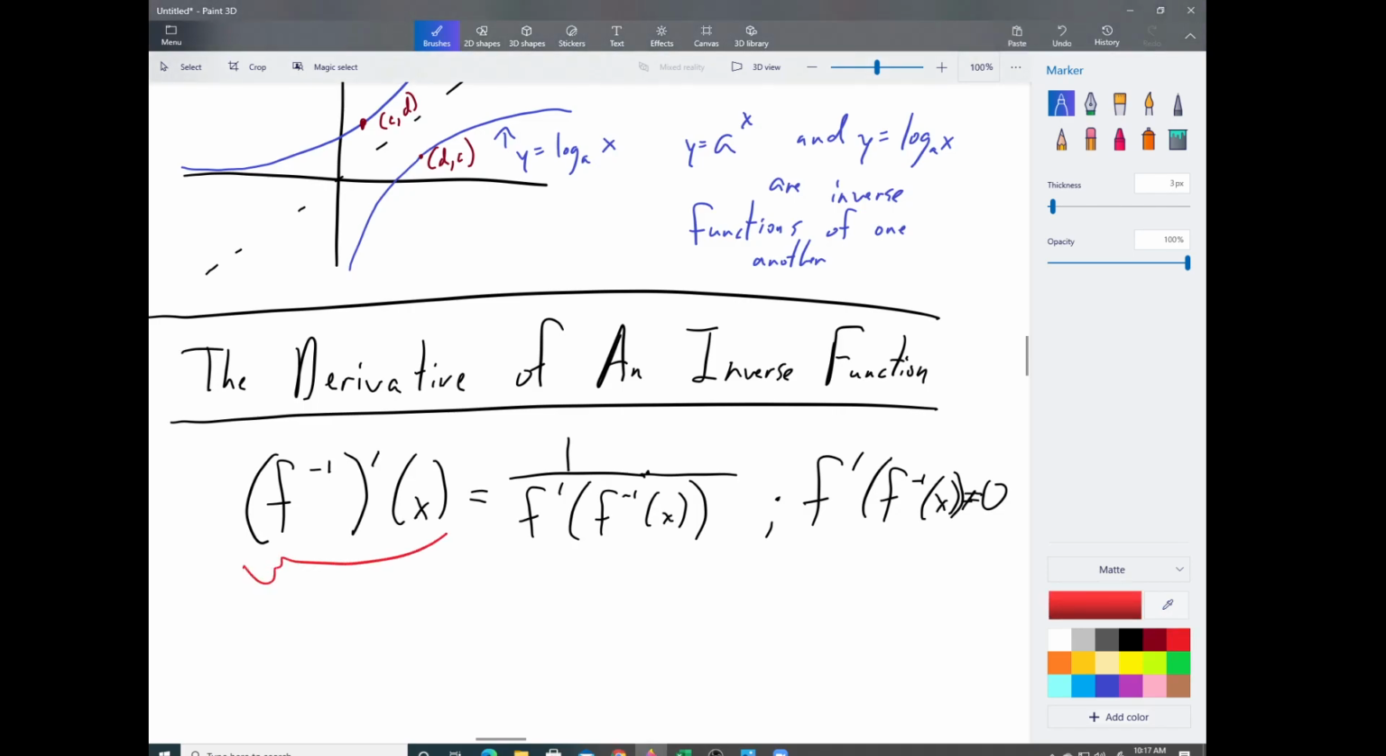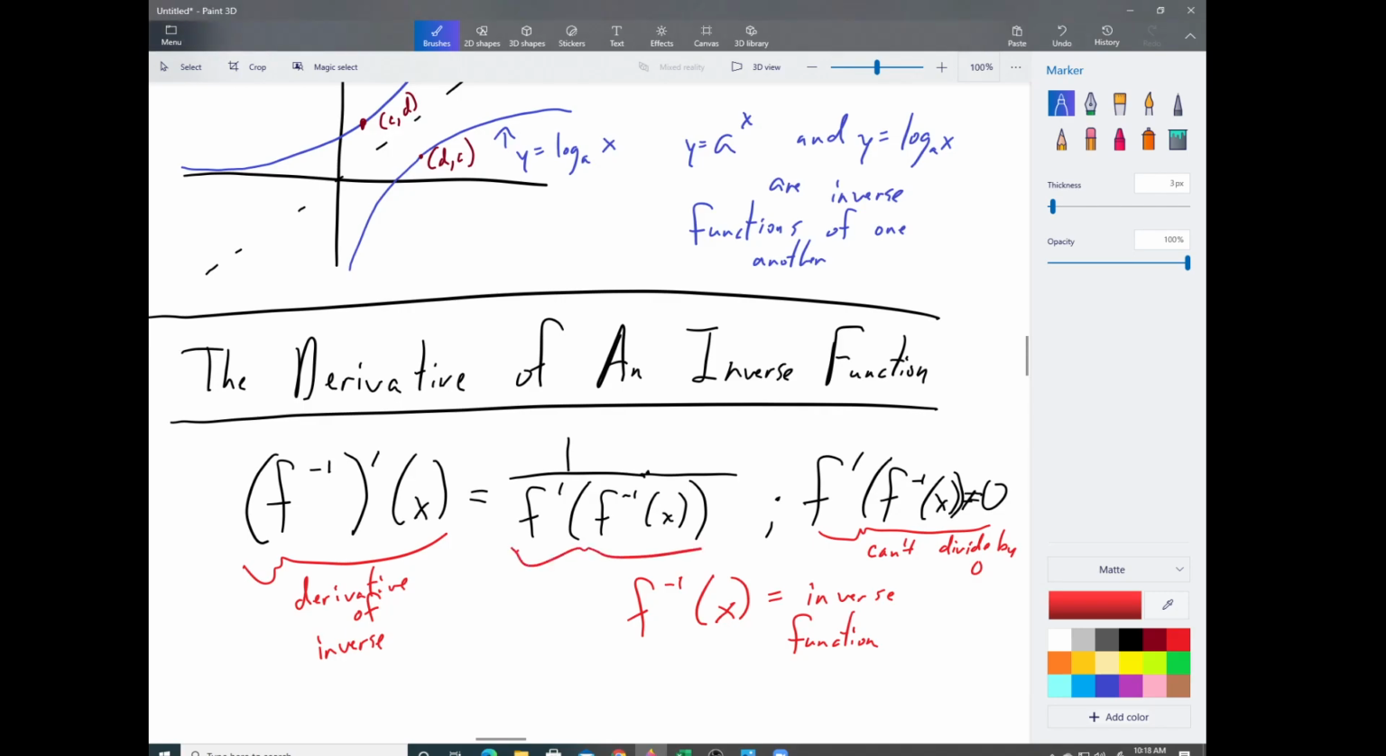Okay. All right, so this right here is how we're going to write the derivative of an inverse. And of course, when you see this, this is the inverse function. And this condition is given just because we can't divide by 0. Since we have that on the bottom of our fraction, it's just a reminder: if this equals 0, it doesn't work because you can't divide by 0.